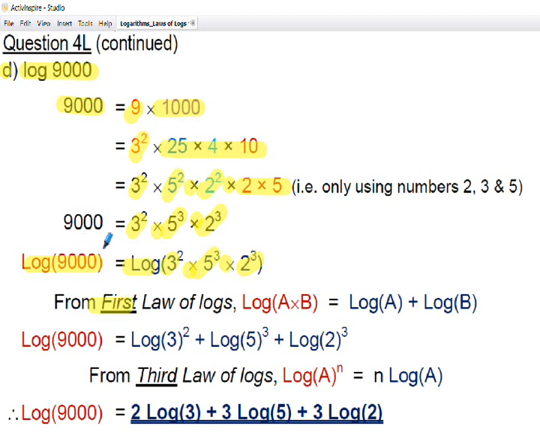Applying my first law of logarithms to the right hand side, I can write that as log of 3 squared plus log of 5 cubed plus log of 2 cubed. So I'm applying the first law to the right hand side only there. Applying my third law of logarithms now to the right hand side, I can write the first term as 2 times the log of 3, that's my n log a expression, plus 3 times the log of 5, plus 3 times the log of 2. So I've simplified my problem now into the bases of 2, 3 and 5.